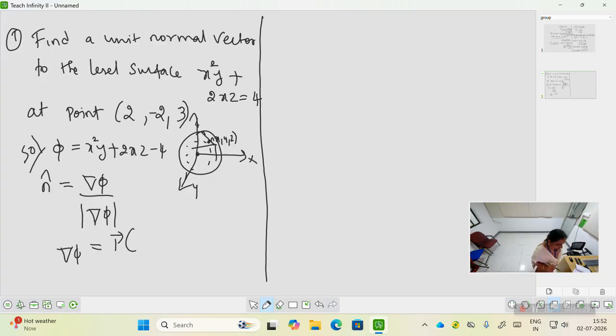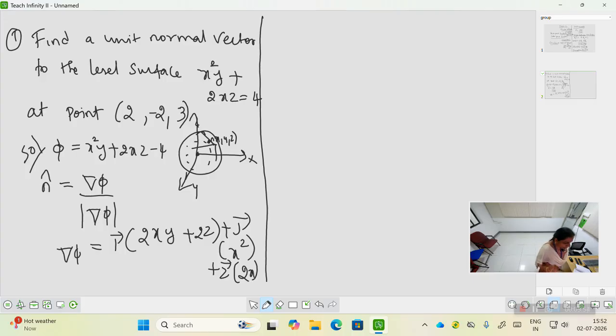This is phi. So, ∂φ/∂x: 2xy plus 2z. Plus j vector times ∂φ/∂y. So ∂φ/∂y means I'll get x square. Plus k vector times ∂φ/∂z. So ∂φ/∂z means I'll get 2 times x.